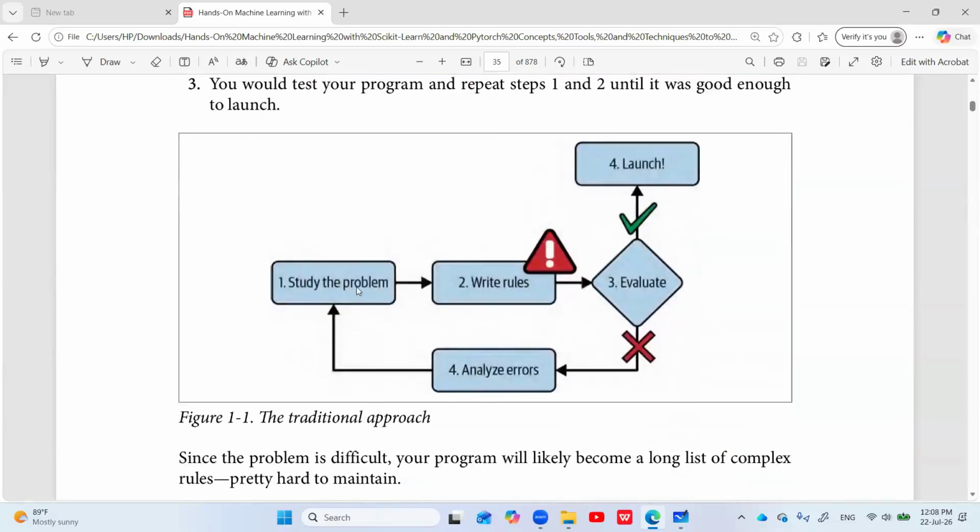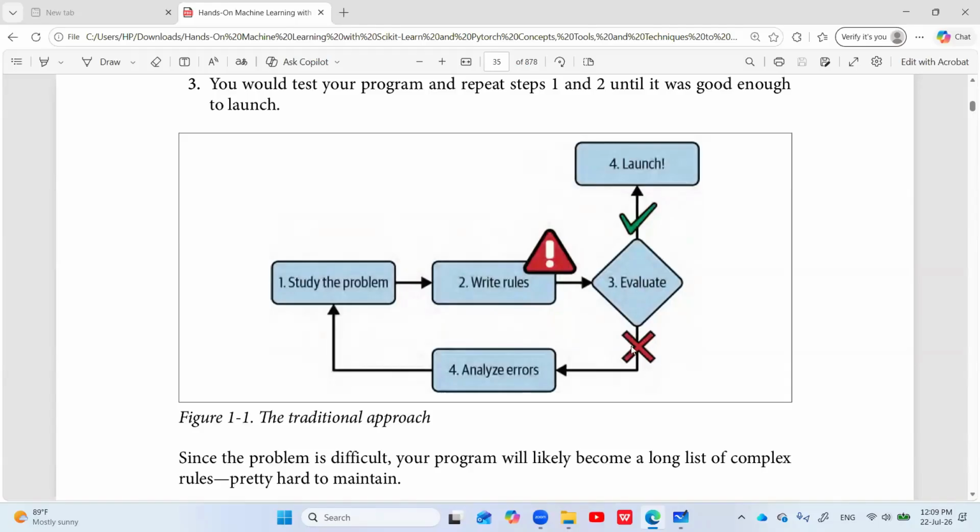Like that, first you study the problem. Then after studying the problem, you write the rules. If there is "for you", classify it as spam. Otherwise, ham. Write rules, then evaluate, then launch. Then in the evaluation, what will happen?